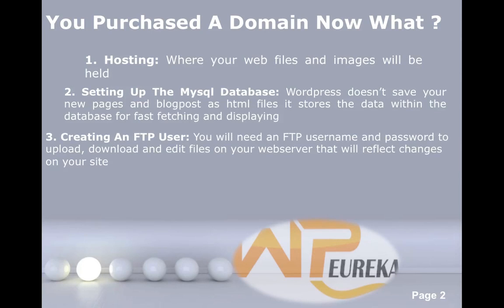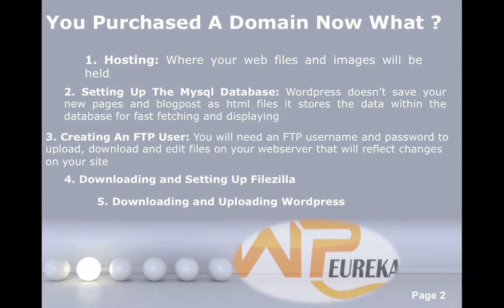Third, we created an FTP user, which was as simple as anything else. Just give a username and password, and you're set to go. Fourth, we downloaded FileZilla and set up FTP through FileZilla so we can upload our content and our files. And fifth, we downloaded the WordPress platform from WordPress.org so we can obviously utilize the power of WordPress. And now let's get started with setting up the actual WordPress website.